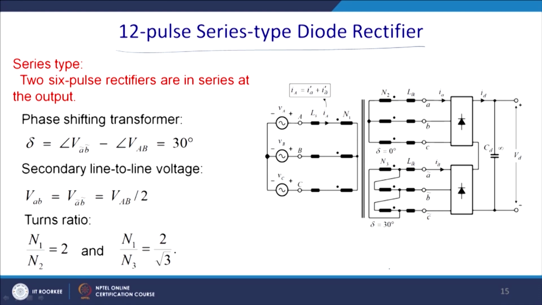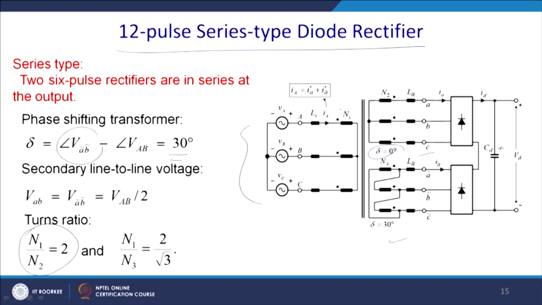I take the example where the angle is phase shifted by 30 degrees, and the secondary line to line voltage VAB equals VAB prime. One is star and another is delta; this primary is star and this one is delta. So there will be a phase shift of 30 degrees between these two, and ultimately they can be connected in series, and the required ratio is generally N1 by N2.